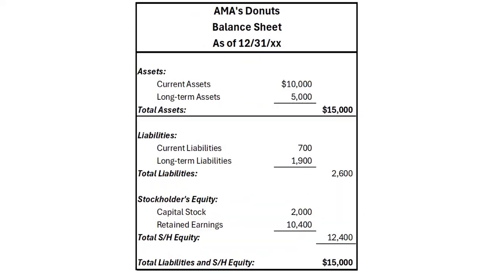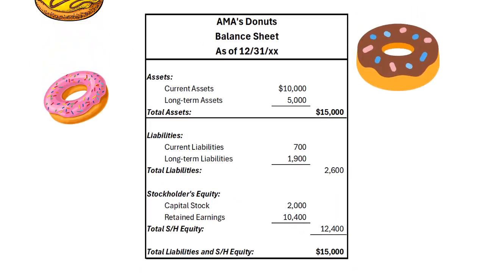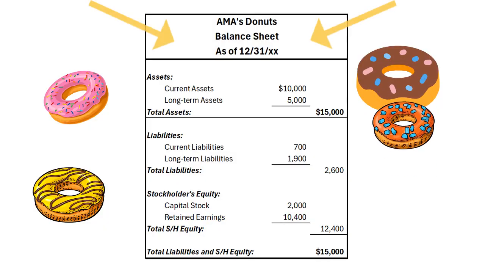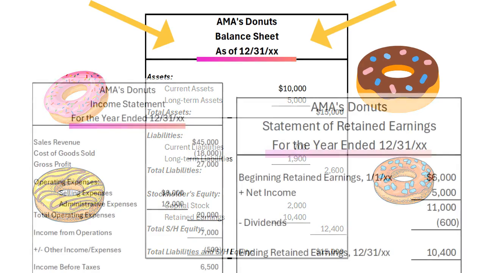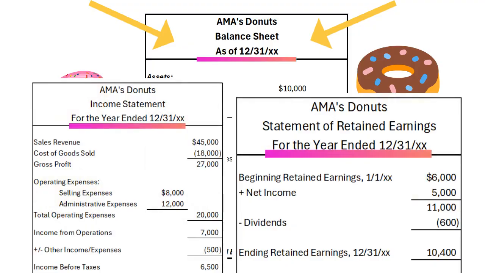We head back to our donut business to look at the statement in more detail. The statement starts off the same way with the title of the company and the name of the statement, but the time period is different. The statement is presented with the balances on a specific day. This is kind of like your own bank account with the balance shifting from day to day. This is different from the income statement and statement of retained earnings, which show cumulative amounts.